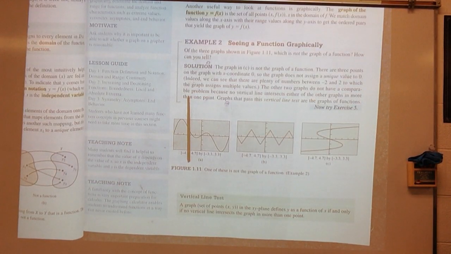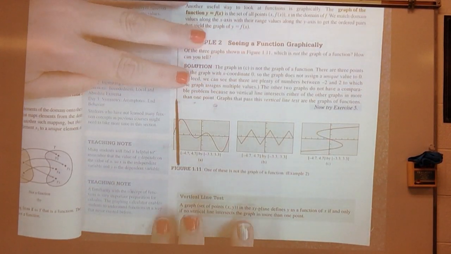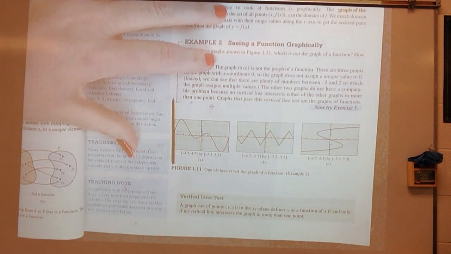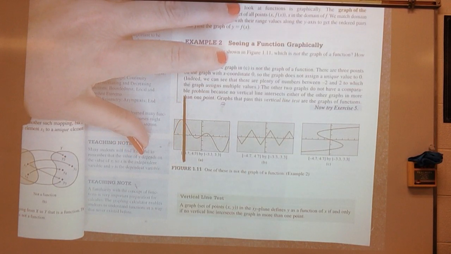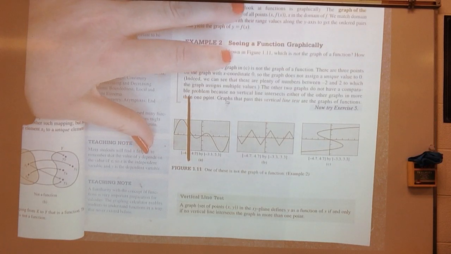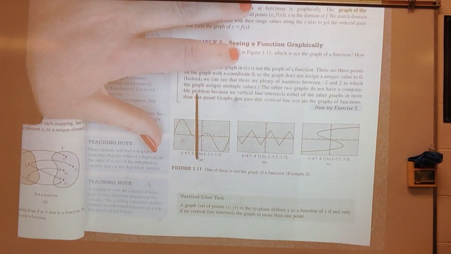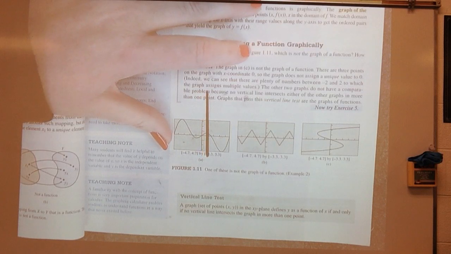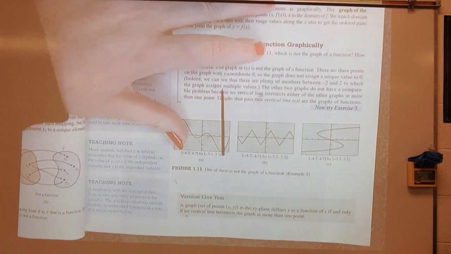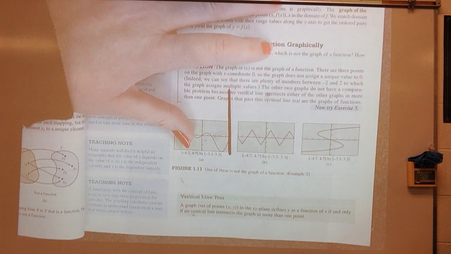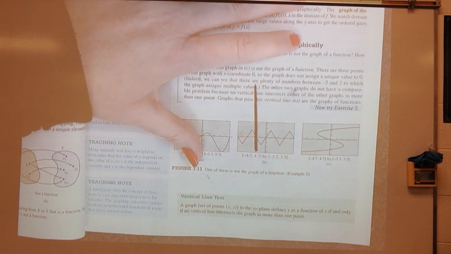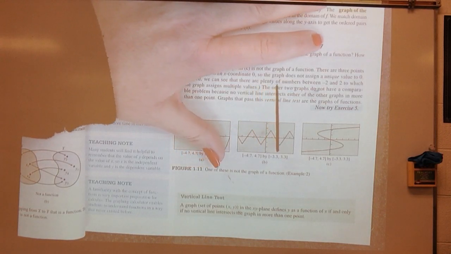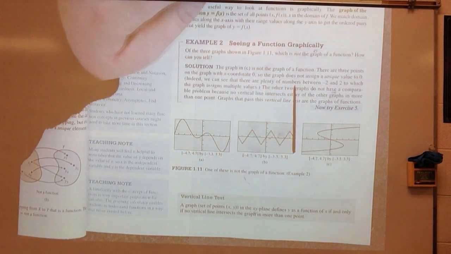And the way that you would do the vertical line test is you would take your vertical line and you would run it across your graph. And if at any point in time that vertical line touches your graph in more than one spot, then it is not a function. So I can run this vertical line all the way through graph 1 and it never touches in more than one spot. Same with graph 2. I'm going to run this vertical line down graph 2 and look, nothing.